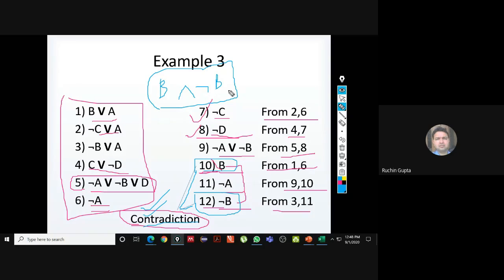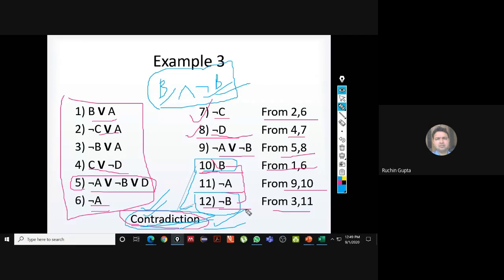They both cannot be true at the same time. B and negation B cannot be true at the same time. So that's why we are getting a contradiction. If B is true, then negation B is false. If negation B is true, then B is false. So both B and negation B cannot be true at the same time. It means that B and negation B is always going to be false. So that's why we are getting a contradiction.